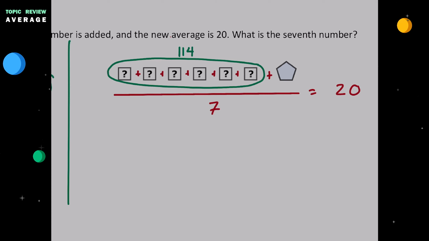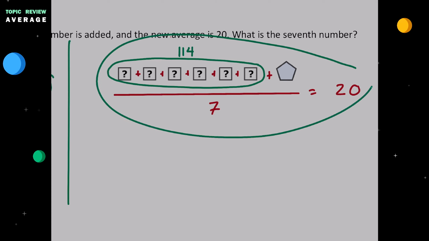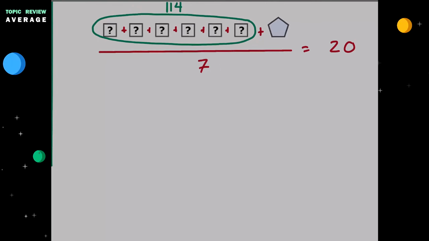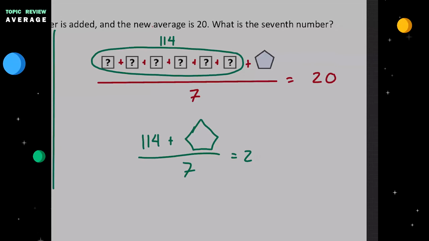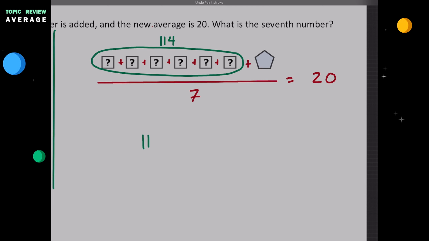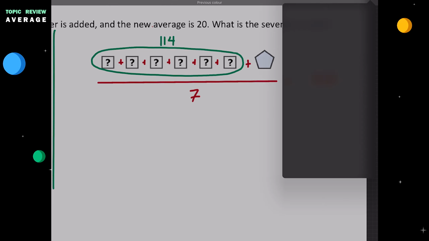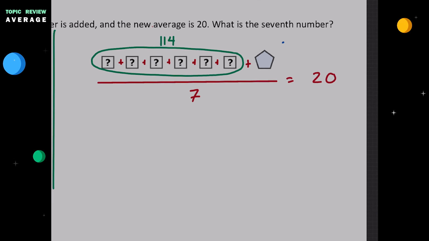So look at this whole thing here. What's happening? Can you see what's going on? You've got 114 plus one more number, and then divided by 7 gives me 20. So what are we going to do? What we're going to do is find the total of all 7 numbers.